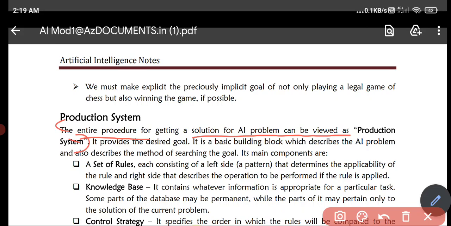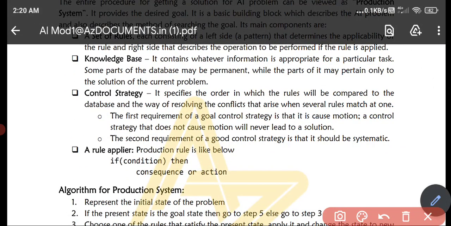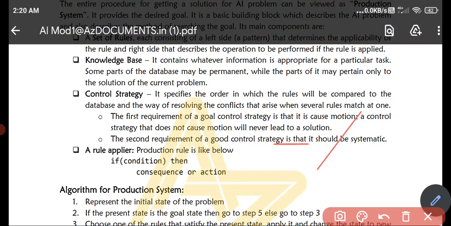The set of rules is nothing but the left side, a pattern that determines the applicability of the rule, and the right side, which describes the operation to be performed. In other words, the operation to be performed if the rule is applied. So that is a set of rules. Knowledge means the information appropriate for a particular task. I have explained that one. And a strategy, that is, a proper order in which we need to move from the start toward the goal, is nothing but the control strategy.